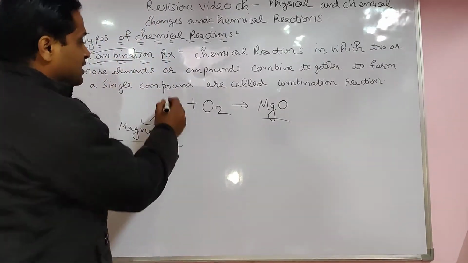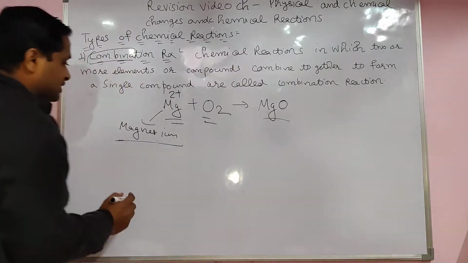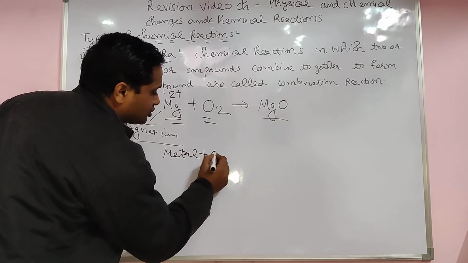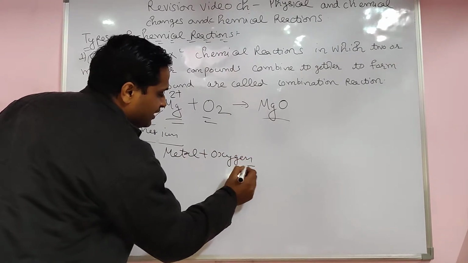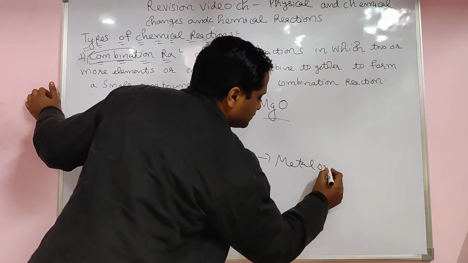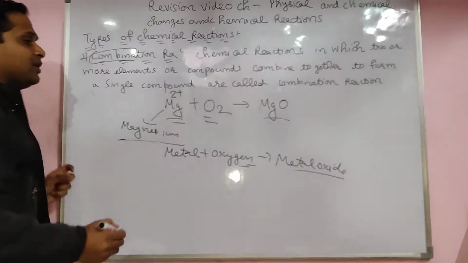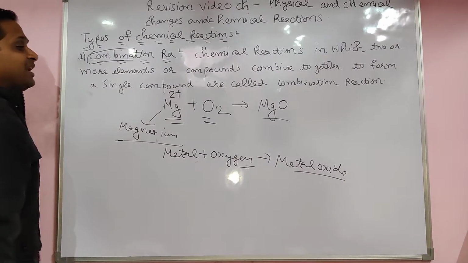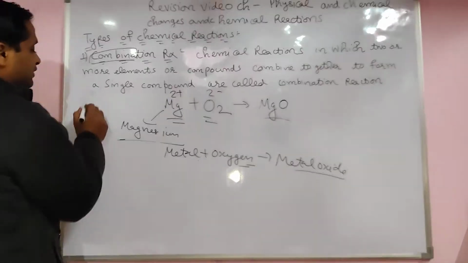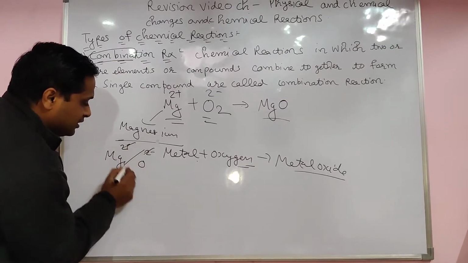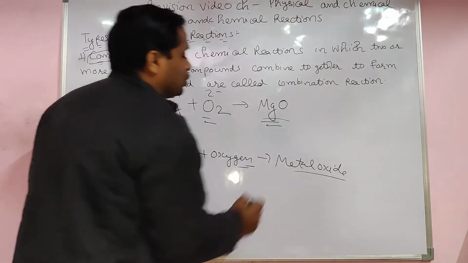Because magnesium is 2 positive and oxide is 2 negative. Keep in mind the main reaction is metal plus oxygen. When a metal reacts with oxygen, it forms a metal oxide. How are you able to form the product? You should know about polyatomic and monatomic ions, students. Magnesium valency is 2 positive and oxide is 2 negative. Then Mg 2 positive, oxide 2 negative, by the crisscross method, that is MgO.